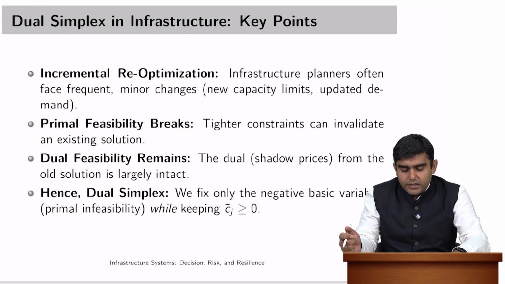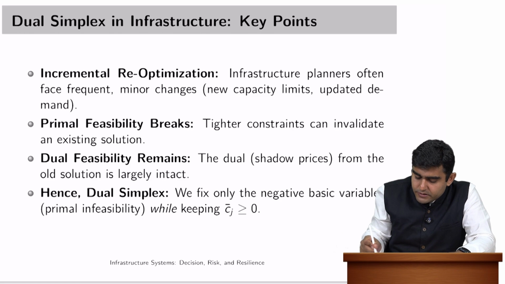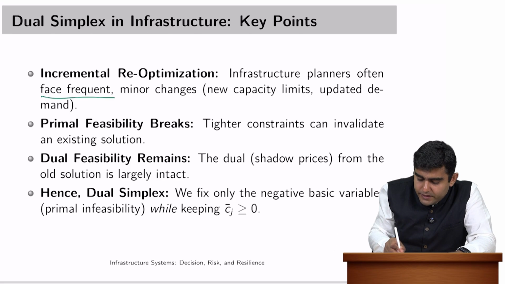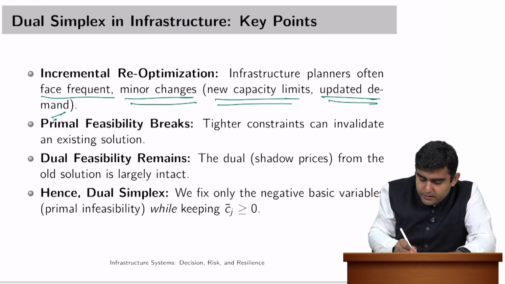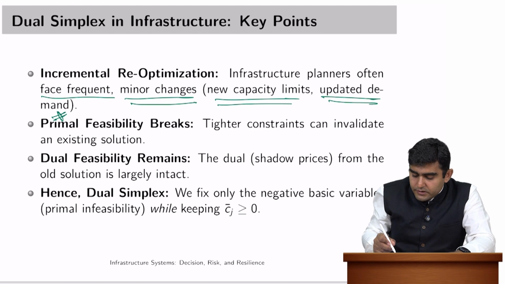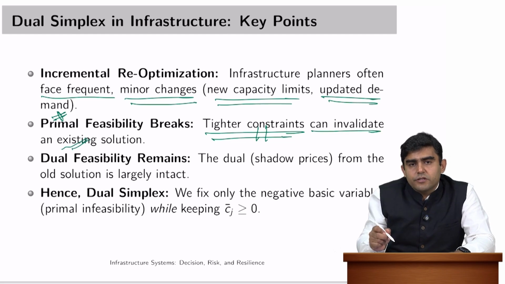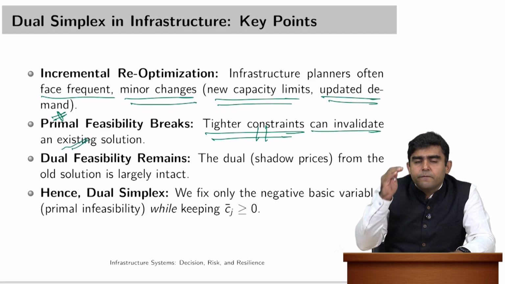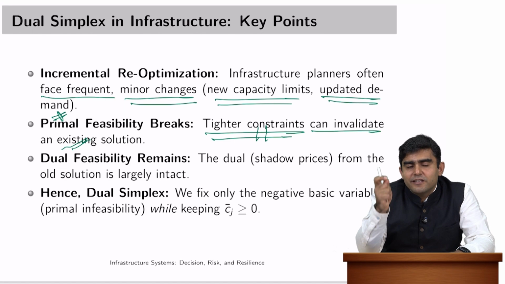Now, to put this together, this is where it comes into the case of infrastructure planning. I already mentioned that, but let us concretize this concept: infrastructure planners often face frequent minor changes such as new capacity limits and updated demand coming into the system, as a result of which the tighter constraints can invalidate the existing solution. By invalidation, we mean that feasible solutions become infeasible given a small change in the resource availability.